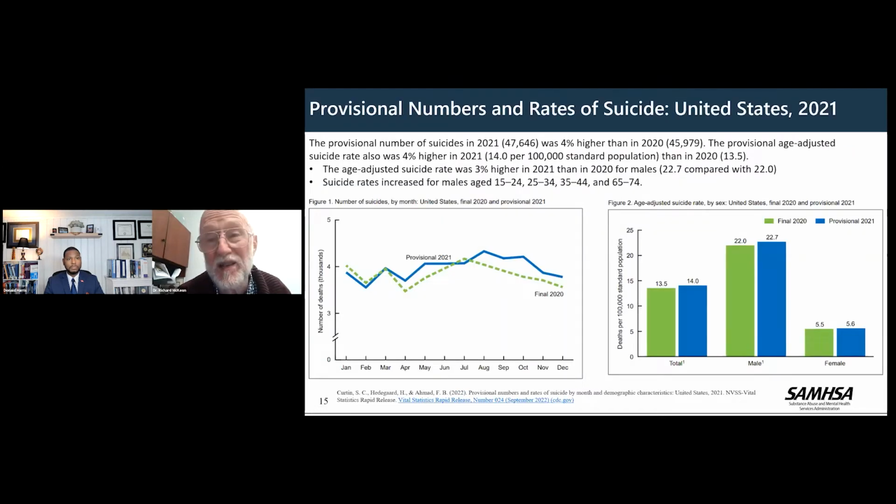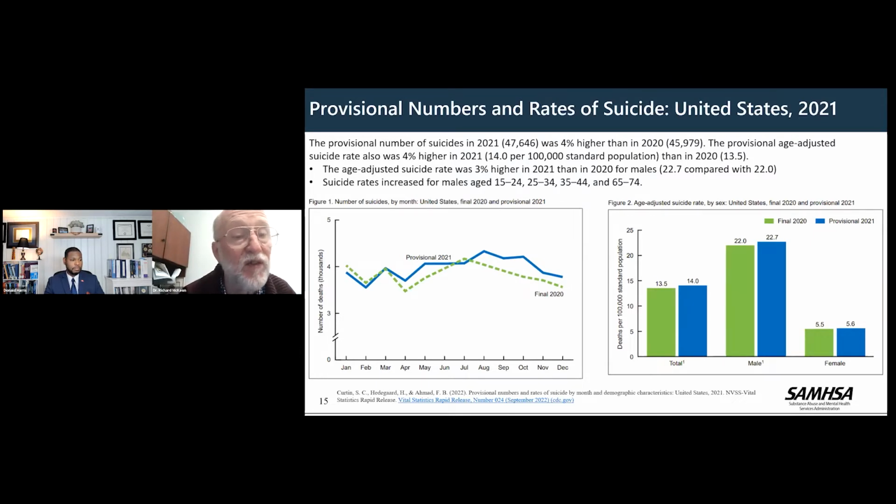So one reason that I said this is particularly important now is that, tragically, the provisional numbers released by the CDC on suicide in the United States in 2021 showed a 4% increase compared to 2020, higher for males than for females. And in fact, for males aged 15 to 24, the increase was 8%.